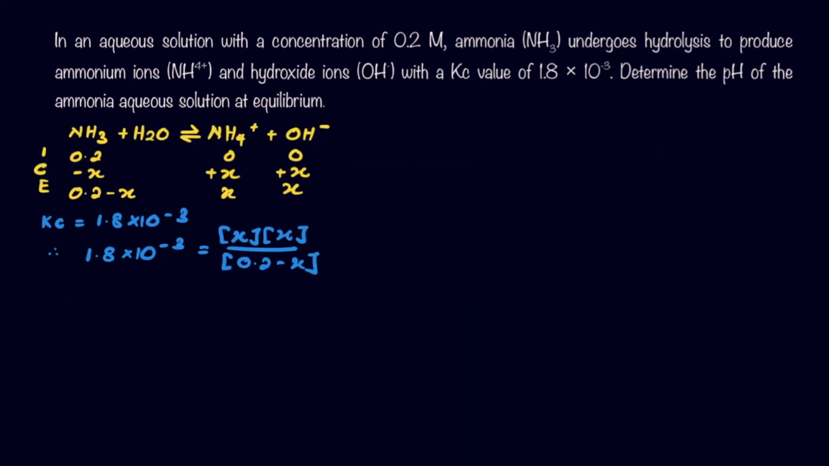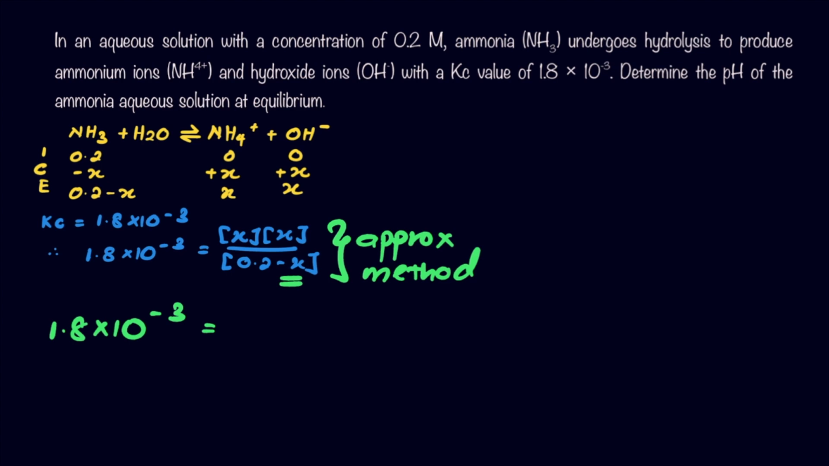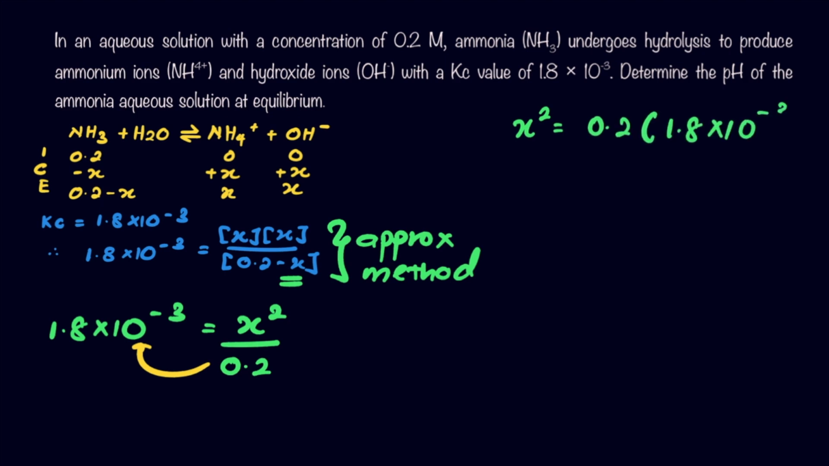Since we already know the Kc, here we are going to use the approximation method, whereby we are going to remove this x. Therefore, you will get 1.8 times 10 to the power of negative 3 equivalent to x squared divided by 0.2. So we bring this up here, and we get x squared equal to 0.2 times 1.8 times 10 to the power of negative 3.